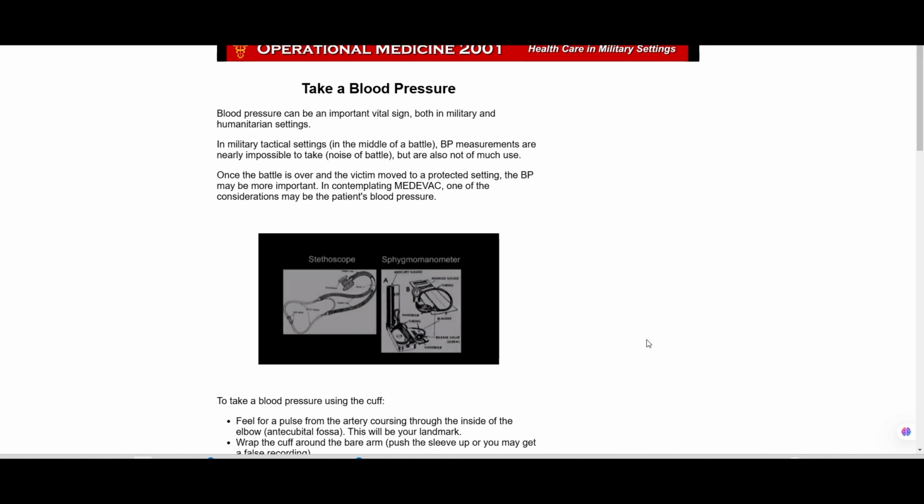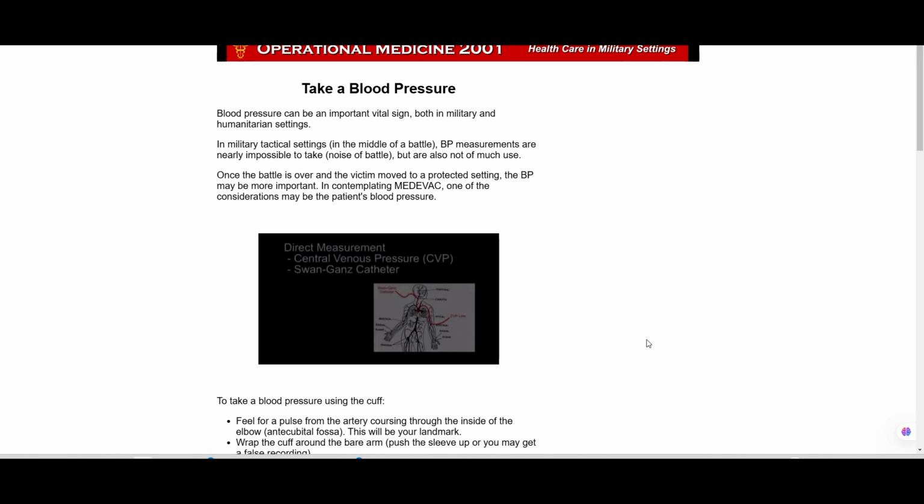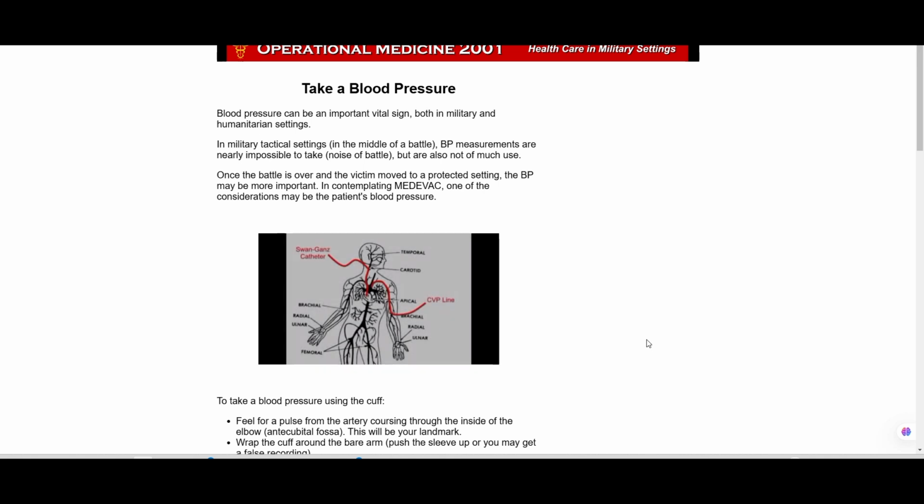Blood pressure is usually measured indirectly using a stethoscope and an instrument called a sphygmomanometer. The most common site is the arm, just above the antecubital area, using the brachial artery. Blood pressure may also be measured directly by means of a catheter or probe inserted into a blood vessel or the heart. One means of a direct blood pressure measurement is to place a special tube in a vein and monitor central venous pressure, or CVP.